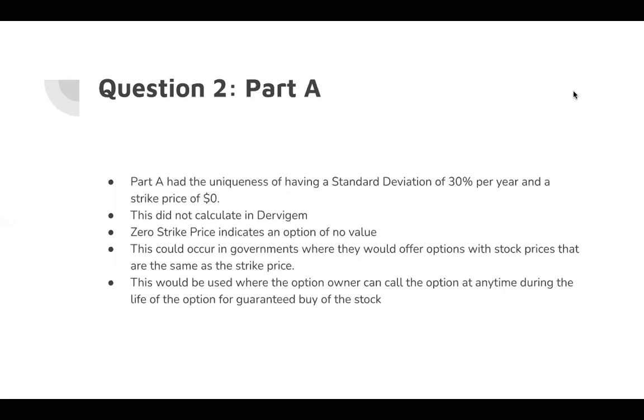And after thinking about it, it's kind of funny to have a strike price of 0. It's essentially thinking that the stock is going to be worthless. So the 0 strike price indicates an option of no value. This could essentially occur in governments where they would offer stocks that they think are going to be worthless at maturity, and people could find profits off of those options if they exercise them at maturity.